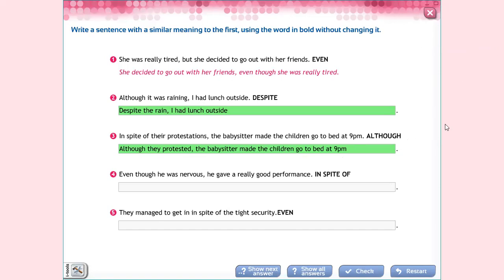Number 4: even though he was nervous, he gave a really good performance. In spite of. In spite of, or a volunteer. In spite of he was nervous, he gave a really good performance. In spite of being nervous, he gave a really good performance. Excellent. Yes. Okay.